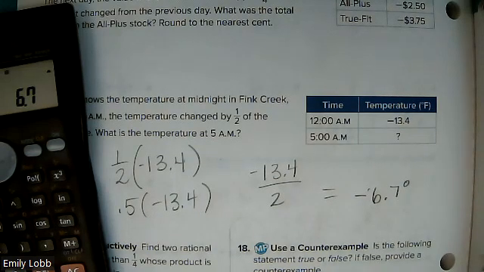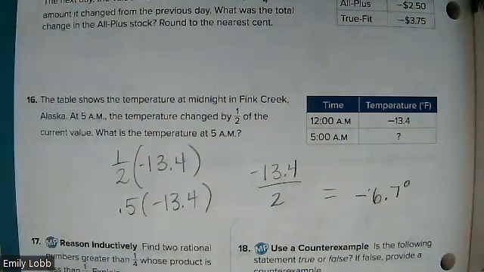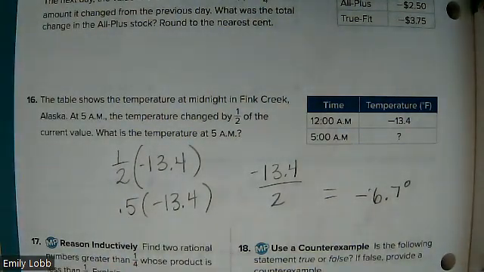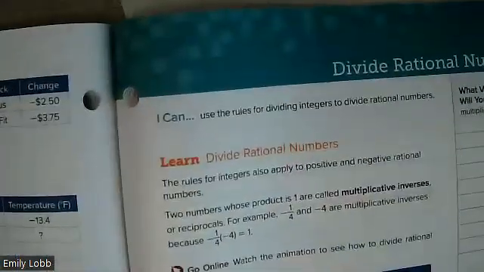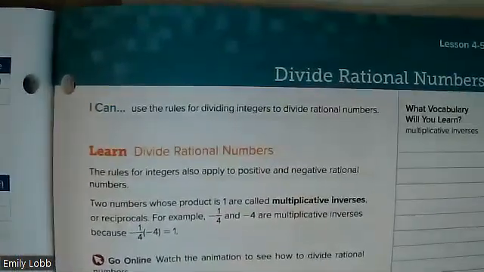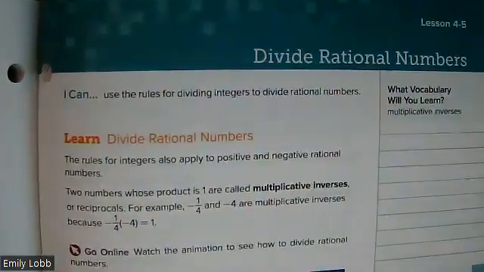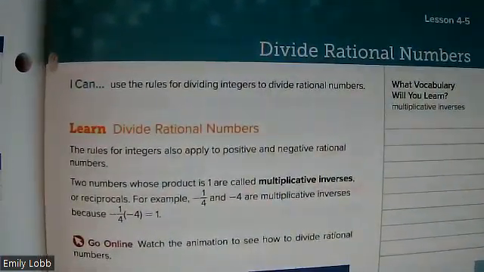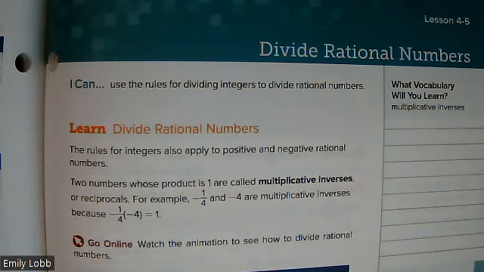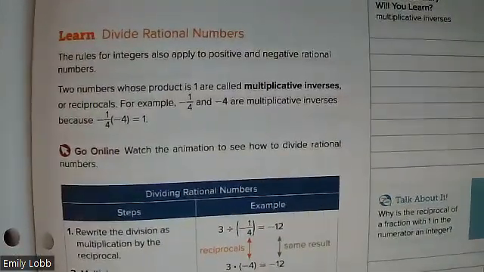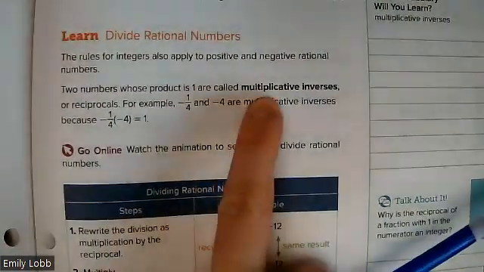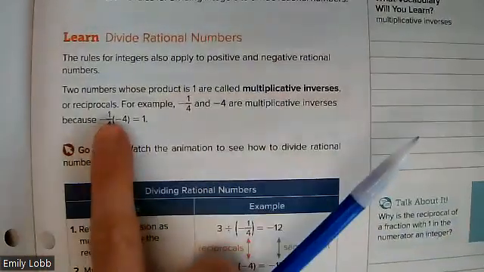Okay, today we're going to move on to dividing. If you haven't finished your practice for multiplication, that is definitely homework and should be practiced. On page 213 now, we're moving on to lesson 4.5. I can use the rules for dividing integers. Remember to divide rational numbers. We practiced and reviewed dividing rational numbers with Who Killed Mr. Frack. So hopefully we are remembering to multiply by the multiplicative inverse or reciprocals.